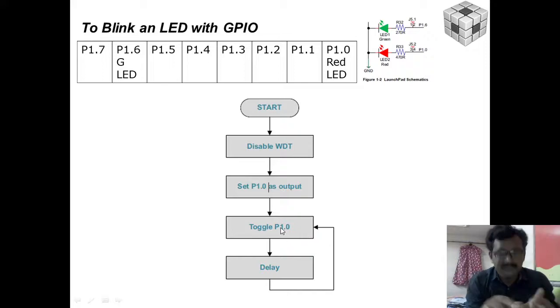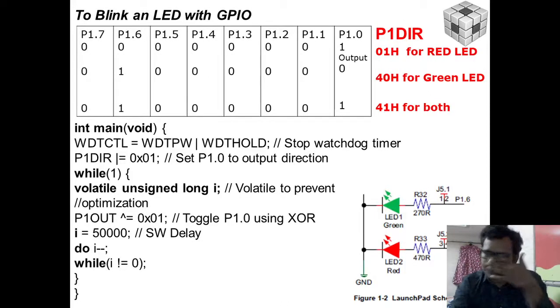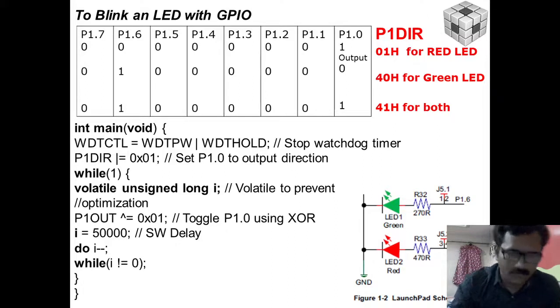For that we have to write functions. In the program, for disabling the watchdog timer we need a function, to set P1.0 we need to write a function, toggle we need to write, and delay we need to write. So after some delay it will go and again toggle P1.0. That means, for example, if the LED is on for 2 seconds, then it will be off for 2 seconds, and then on for 2 seconds, and then off for 2 seconds, like that it will flow. So this is the program.